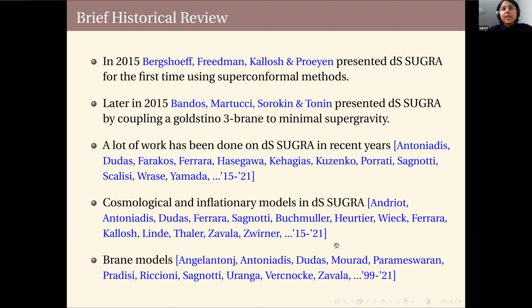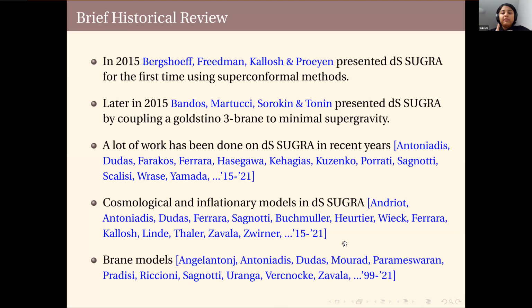These are only some of the names of the people who have worked on these things. It's not possible to list all the names on just one slide. This work has also found many applications in cosmology, because it has been possible to construct many inflationary models using these de Sitter supergravity models. And though the immediate focus of this work is on supergravity, in the long term we hope to make some progress in the search for de Sitter vacua in string theory.